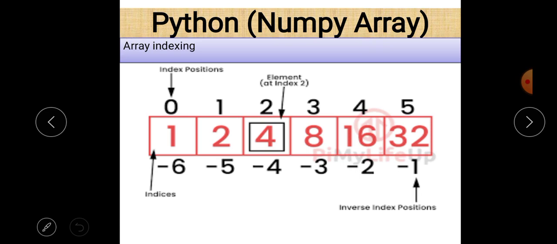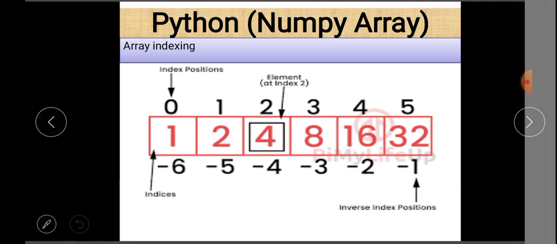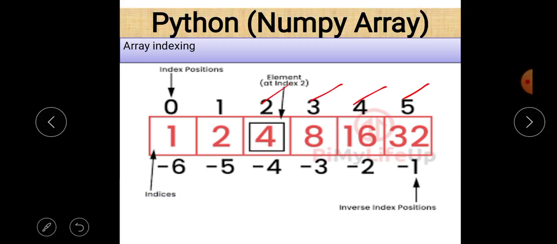As you can see on the screen, there is an array whose elements are 1, 2, 4, 8, 16 and 32. As far as its index position is concerned, from left to right they are counted from 0 onwards. For example, 0, 1, 2, 3, 4, 5. From right to left, these are counted from -1. So -1, -2, -3, -4, -5 and -6. So we can say that index position is defined in two different ways.